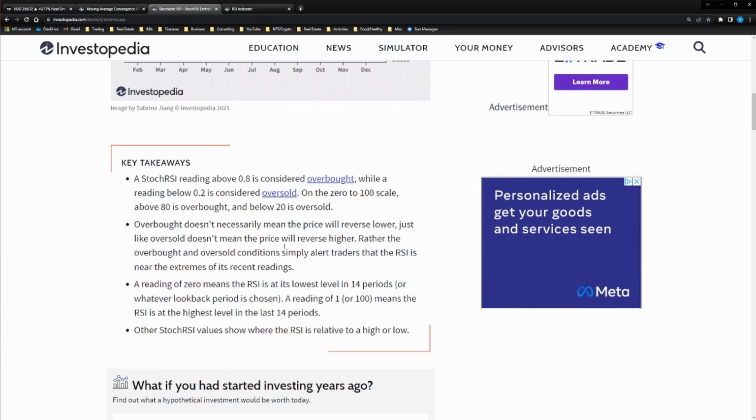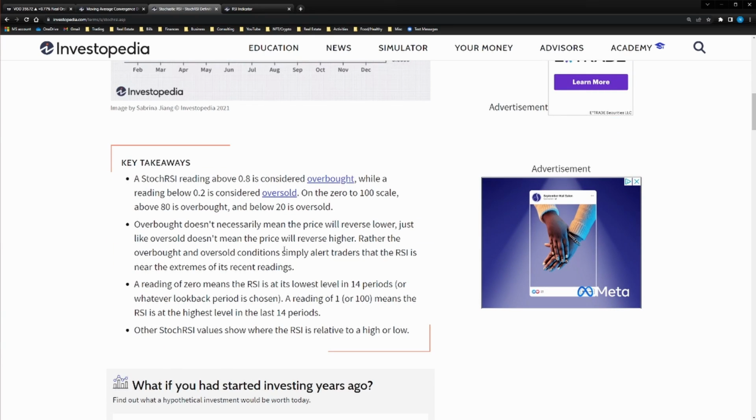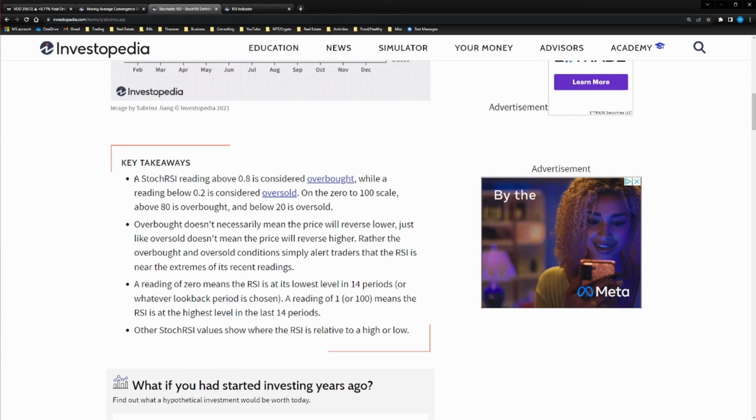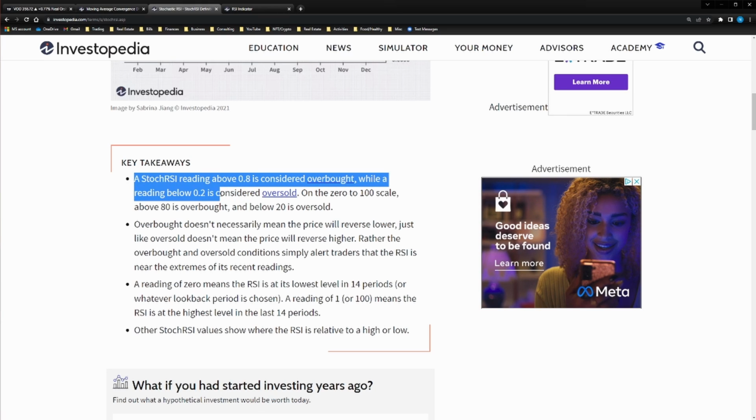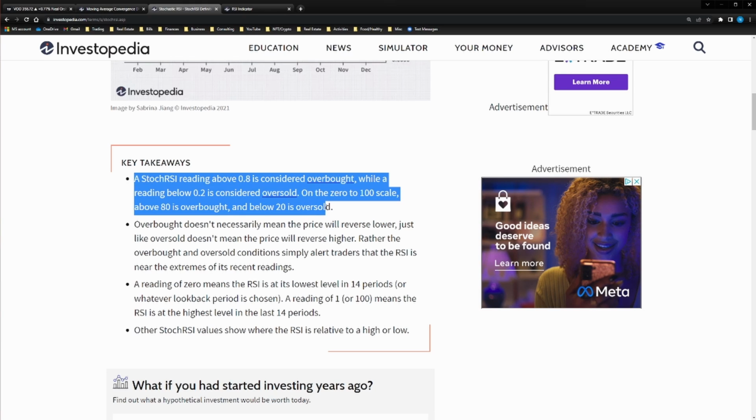They've taken the RSI and adjusted it a little bit. So let's just check this out. A stochastic RSI reading above 0.8 is considered overbought, while a reading below 0.2 is considered oversold. On the 0 to 100 scale, above 80 is overbought and below 20 is oversold. Basically it's just saying the same thing in the second sentence.